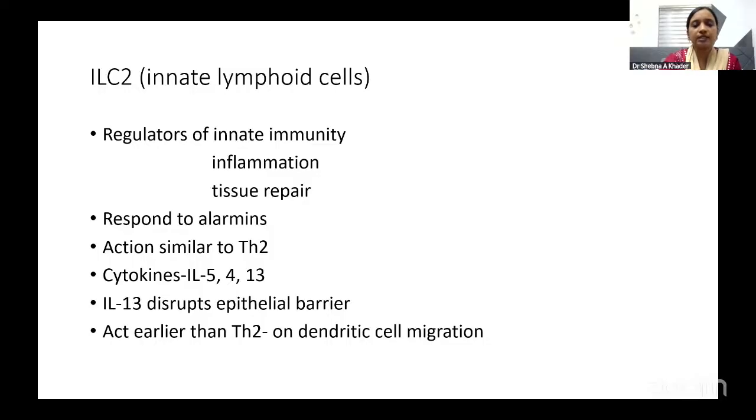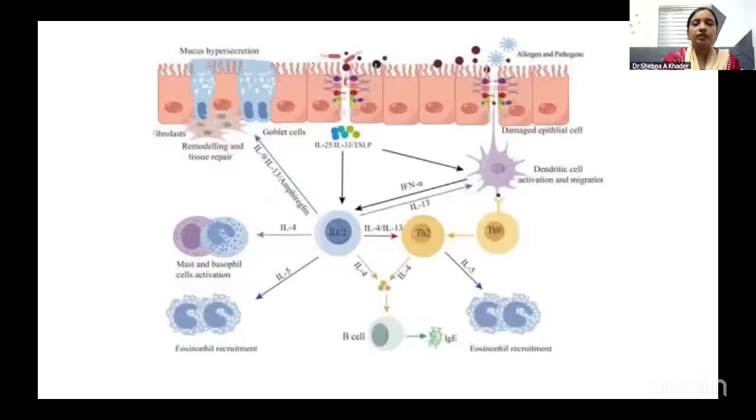And the important point is IL-13 that is released specifically from innate lymphocytes. It disrupts the epithelial barrier, thereby it acts like a vicious cycle, triggering the inflammatory pathway. And again, it acts earlier than the Th2 cell, so it causes an immediate inflammatory response and also stimulates the dendritic cell migration to the lymph nodes. So these are the actions of ILC2, and note that it again triggers the epithelial cell damage.